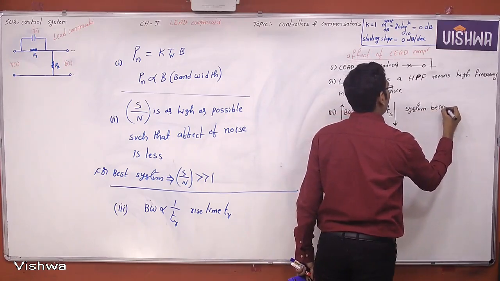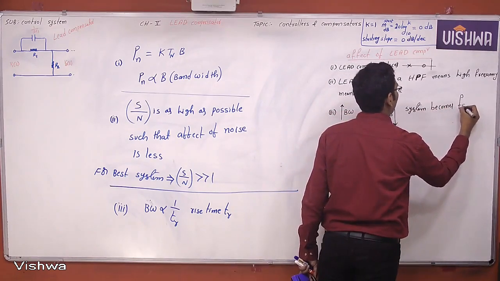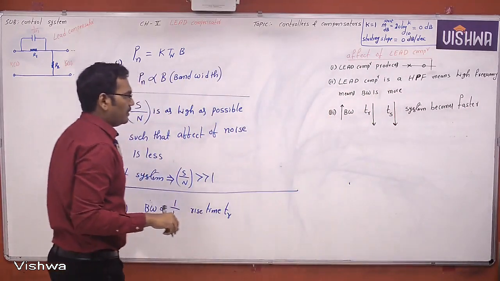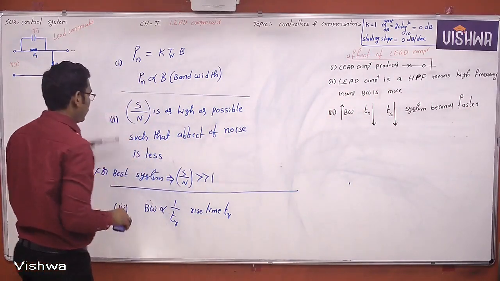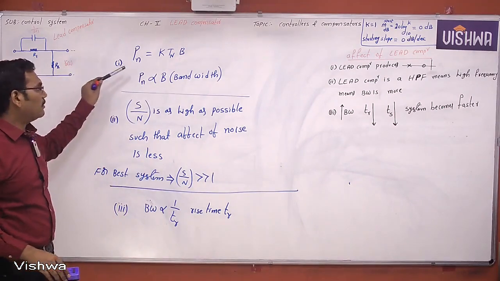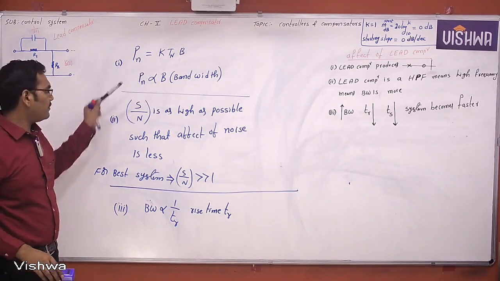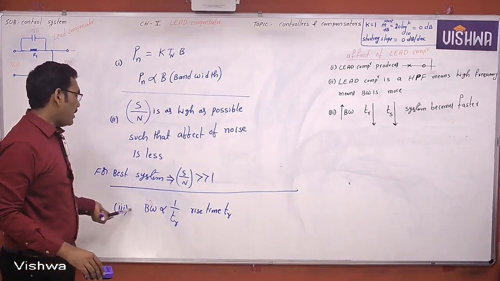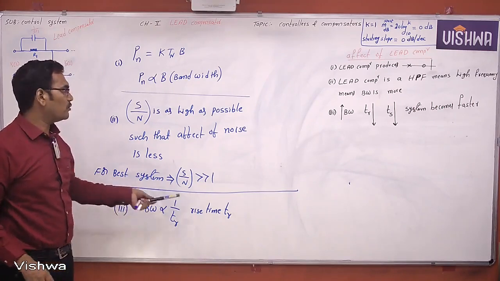System becomes faster. This point I can explain with the help of one diagram here. First, note down these 3 points which are important. Noise power is directly proportional to bandwidth. Signal to noise ratio is very high for a good system, and bandwidth and rise time are inversely proportional to each other.